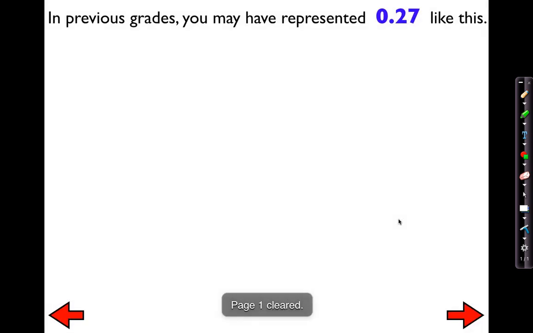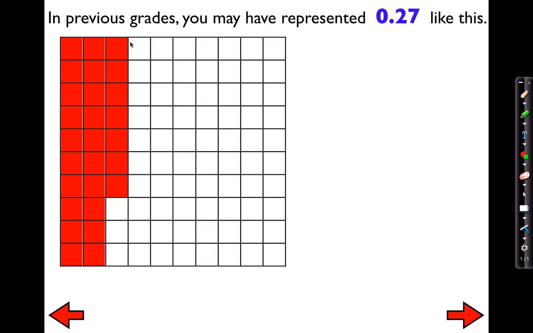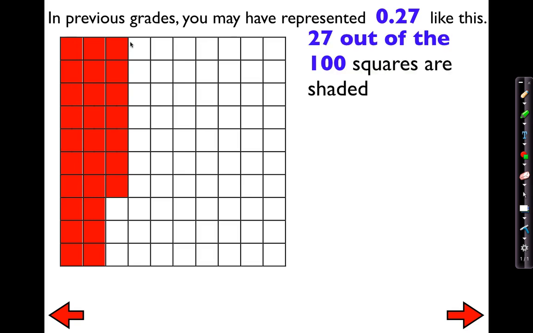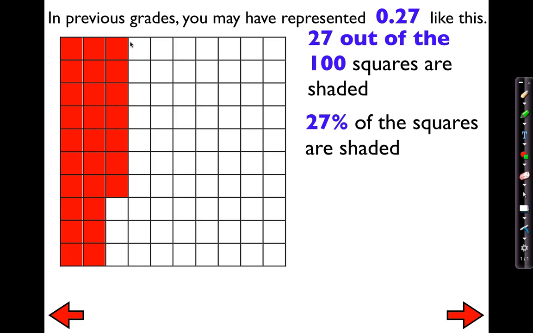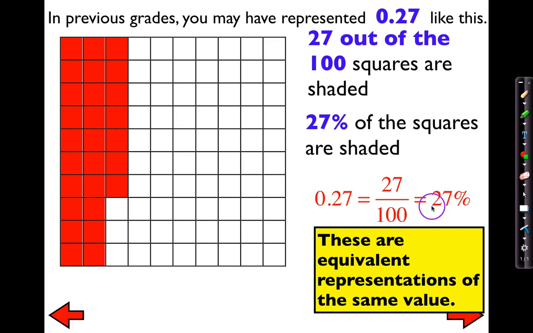Okay, so moving on. In previous grids, you may have represented 27 hundredths. That looks something like this, which basically is 27 out of the 100 squares shaded, which means 27% of the squares are shaded. So notice you can write 27 hundredths as a decimal, and as a fraction 27 hundredths, and you would read them identically. They're exactly read the same way. And then here you would see that it is 27%. So these are all equivalent representations of the same value.